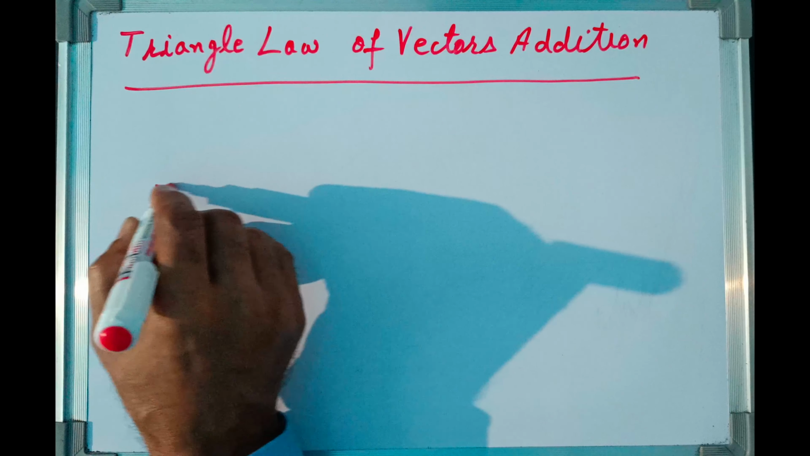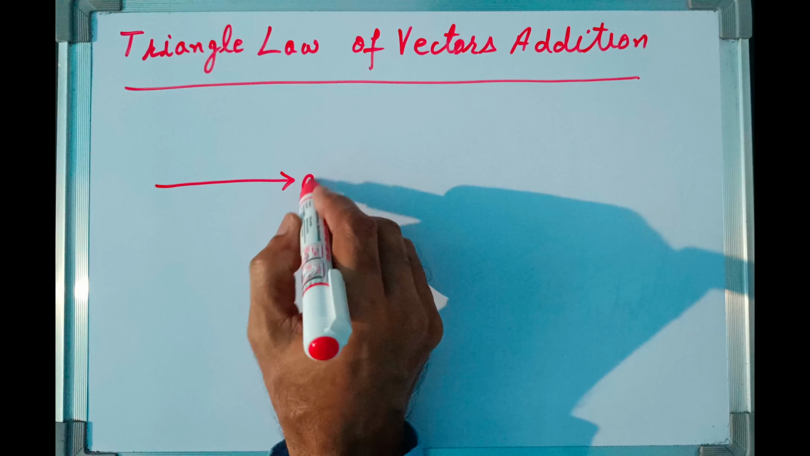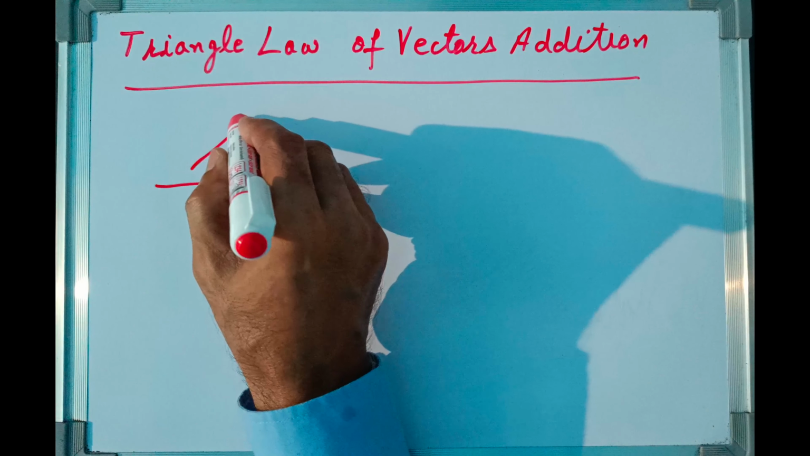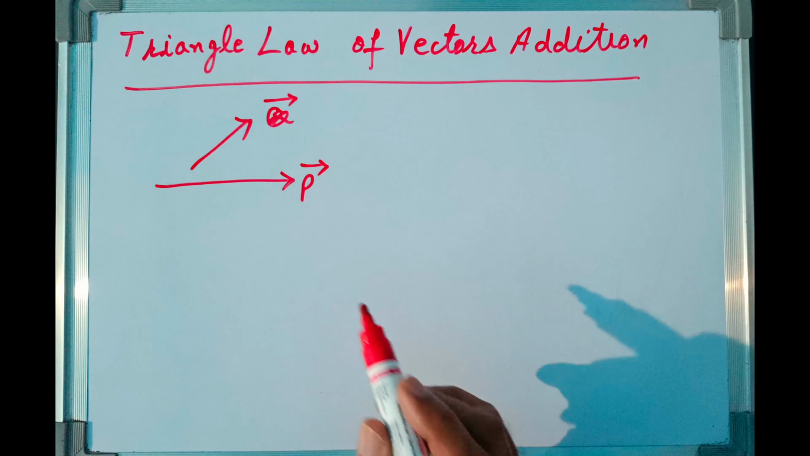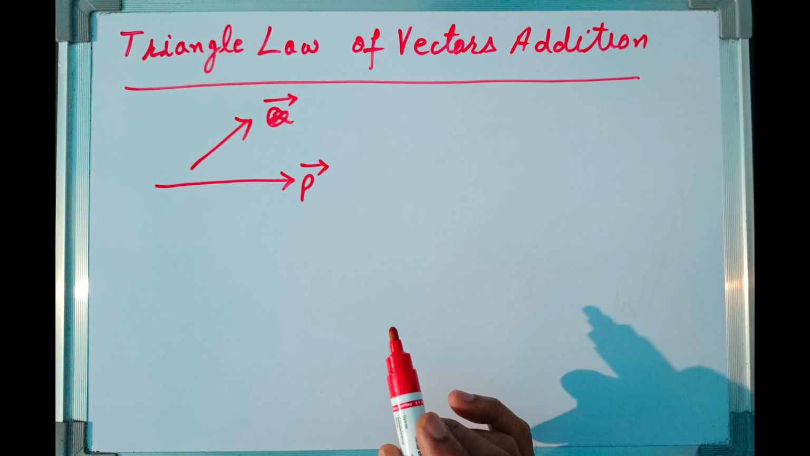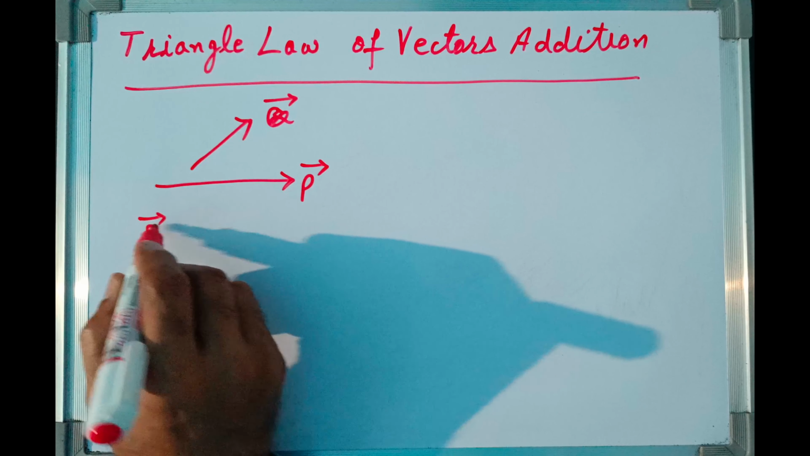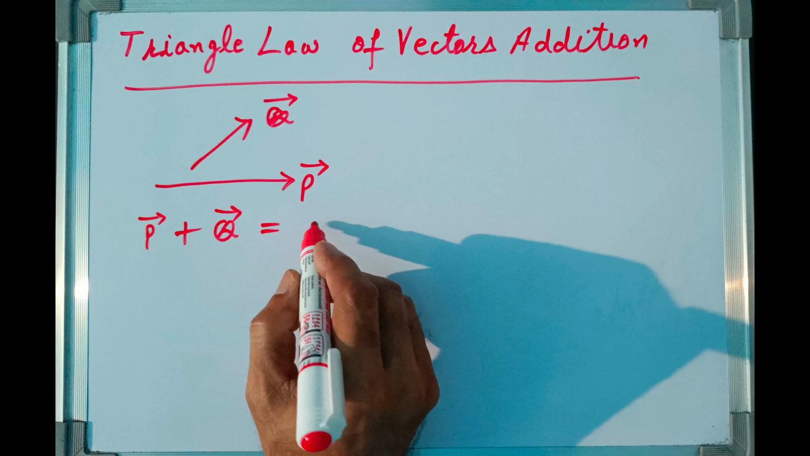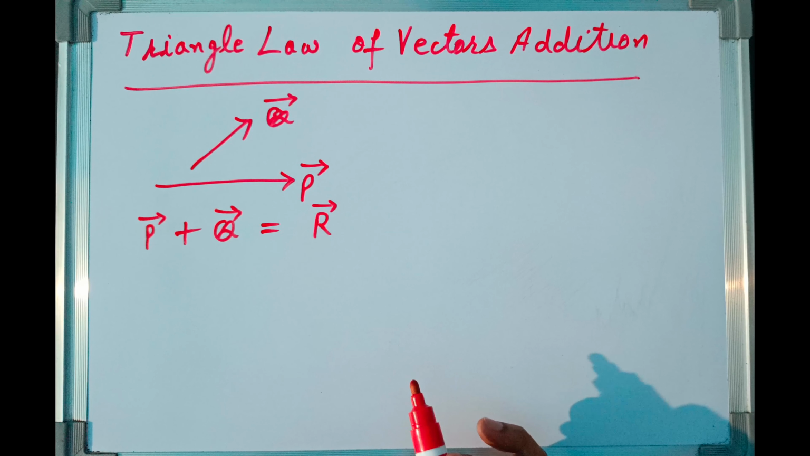Suppose we have two vectors which are to be added. One is vector P and there is another vector Q. Both have different magnitudes and different directions. And the sum total of these two vectors, P vector plus Q vector, let us suppose it is equal to R vector. That is also called resultant vector of the two.